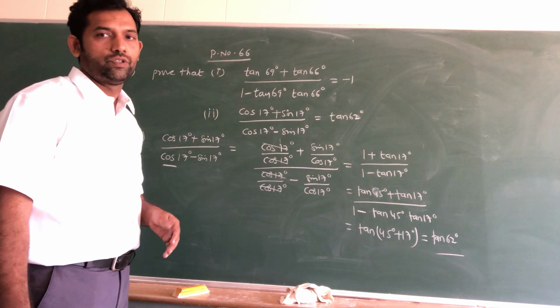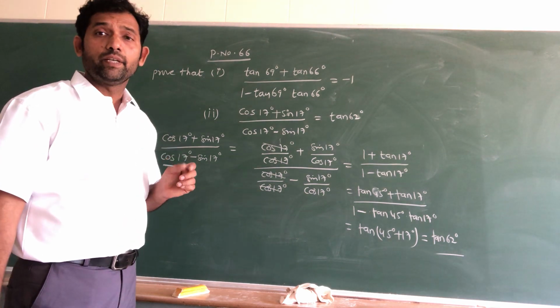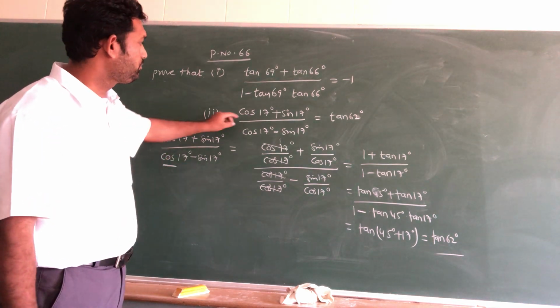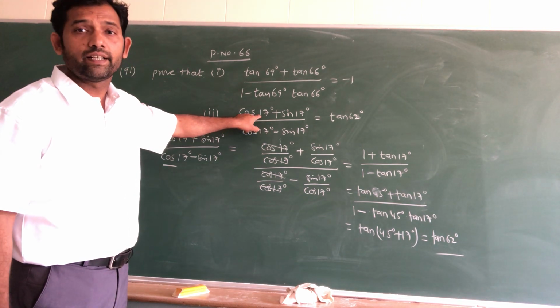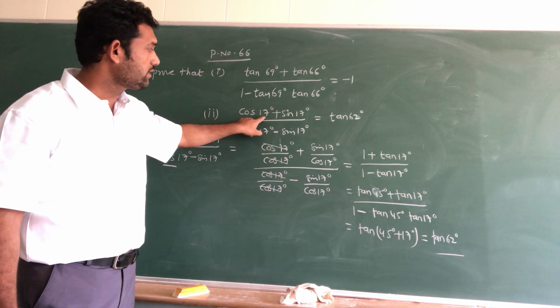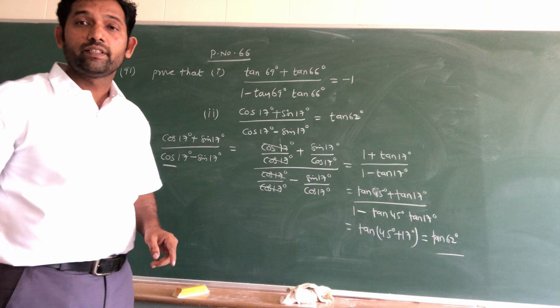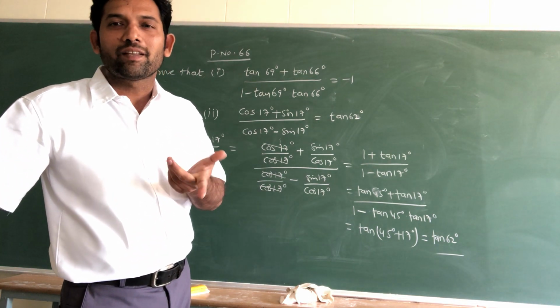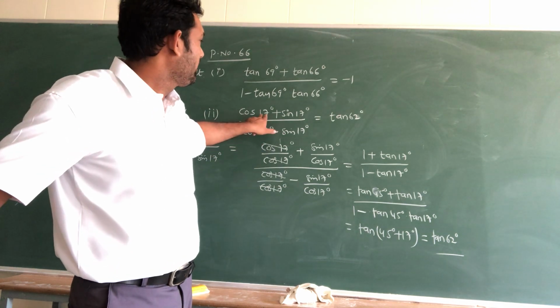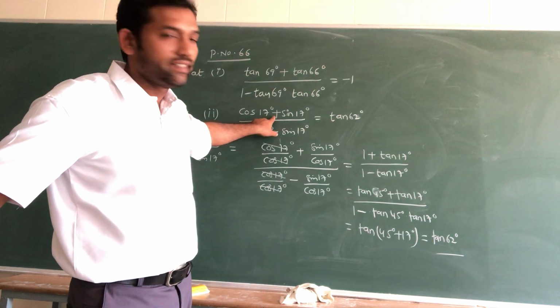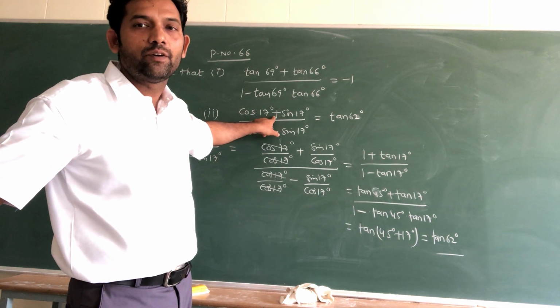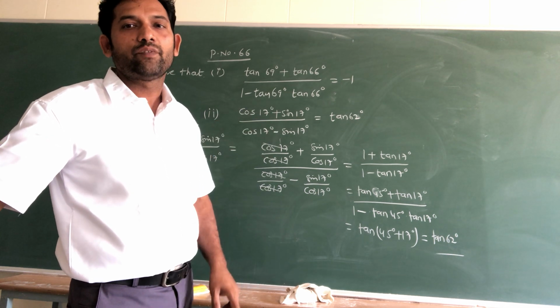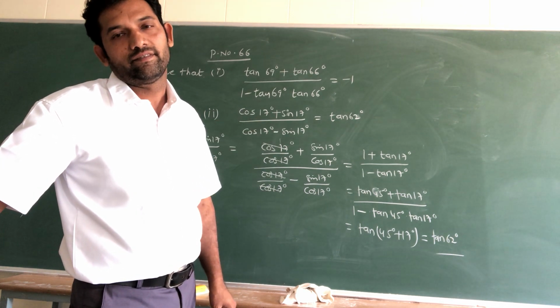That is our solution. Okay, now what is our trick? Here 17 is there. Here cos 17 plus is there, you have to add 45 plus 17. Here cos 17 minus is there, you have to take 45 minus 17.